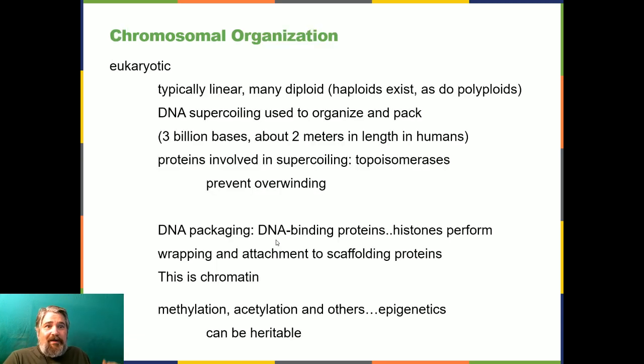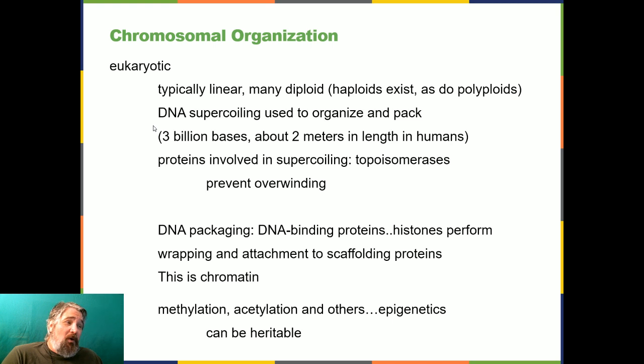So, chromosomal organization. In eukaryotes, chromosomes are typically linear, and many are diploid, though there are haploids. Fungi are pretty fond of having haploid stages, as are some plants. Polyploidy is really popular among the plant kingdom because they can double their genome and have offspring that do well. In humans, if we increase the chromosome number of chromosome 21, we have Down syndrome.